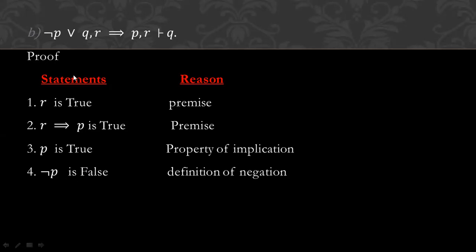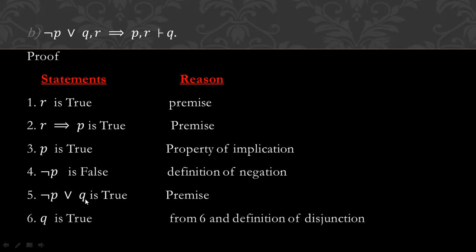But from the first premise, negation of P or Q is true, while negation of P is false here. So what can we say about the truth value of Q? For this logical disjunction to be true, at least one of the components must be true, but the first component, negation of P, is false. Therefore, Q must be true. But what is Q? Q is the conclusion of this logical statement. Therefore, this is our last step.